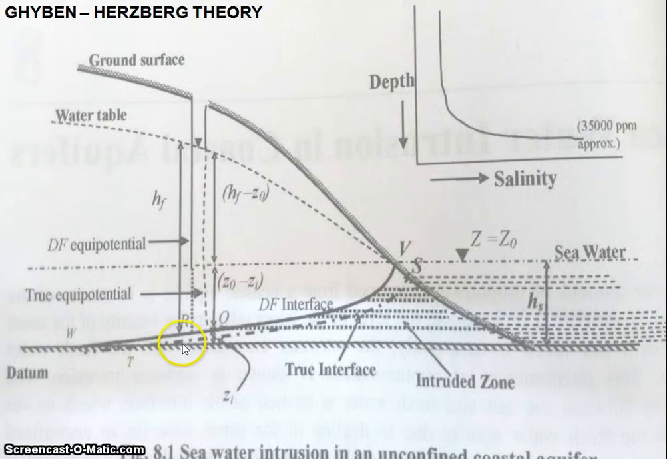This dotted line shows the two equipotential lines, and this portion is the seawater-intruded portion where, because of the withdrawal of the fresh water, the seawater has intruded into the freshwater area. All this portion has been filled with the seawater or salt water.